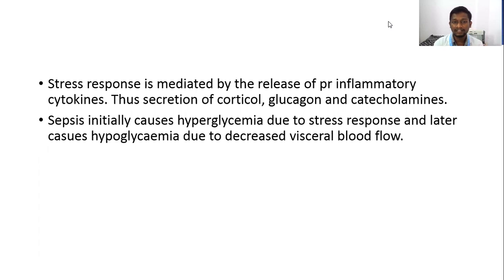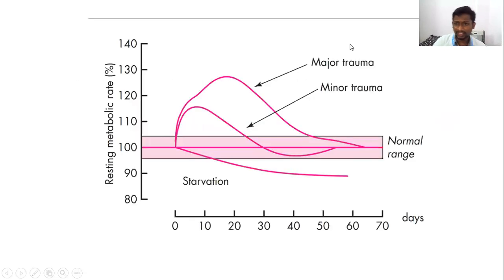When the GI tract blood supply is decreased, the digestive system does not work properly, and therefore the absorption of nutrients would be lesser. So it totally, by the end, causes hypoglycemia, which we're talking about. You can see here in this graph how in major trauma the metabolic rate increases, and then comes down to normal.